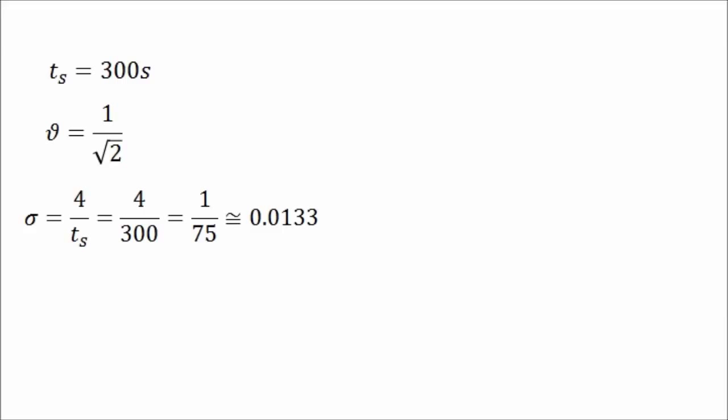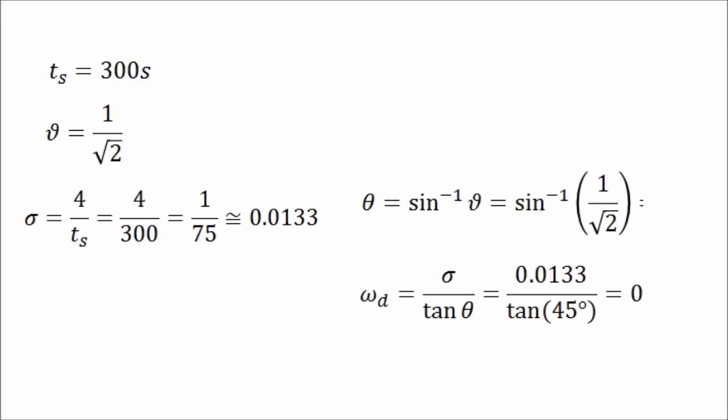Now we need to define the values of Ts and the damping constant. Our Ts is equal to 300 seconds and the damping constant is equal to 1 over root 2, which gives us a value of sigma equal to 0.0133 and Wd equal to the same value.